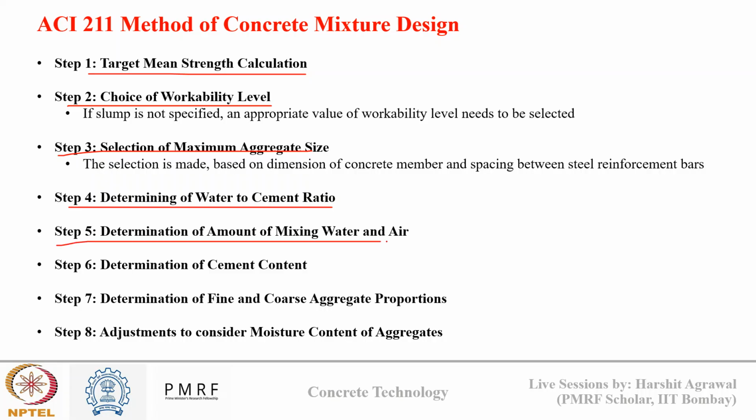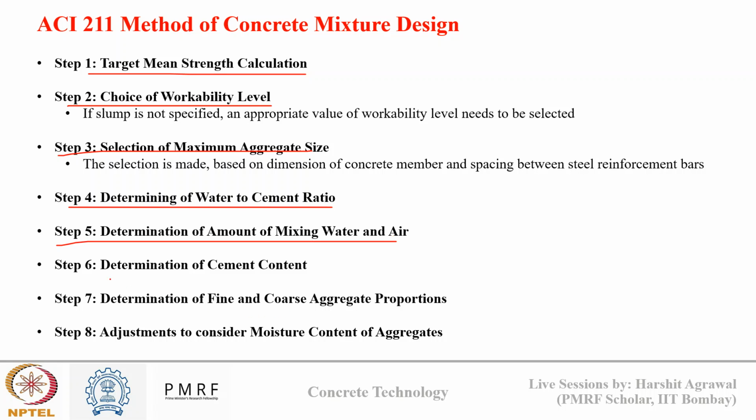Step 5 is the determination of amount of mixing water and air. Here, air is an additional parameter to be defined. Unlike IS code and DOE method, where we assume that there are no air voids in concrete, ACI code provides value of percentage air voids also in concrete for both normal concrete and air entrained concrete.